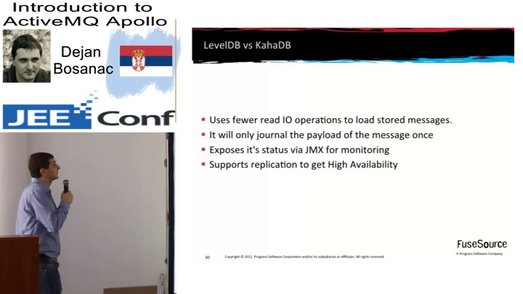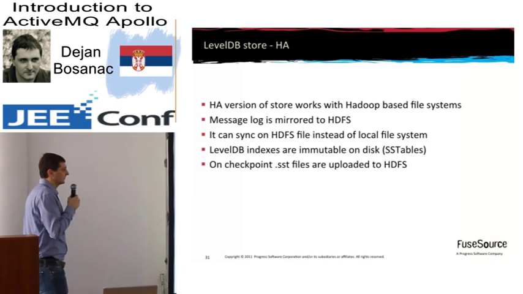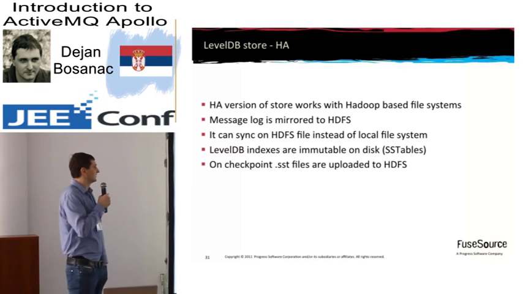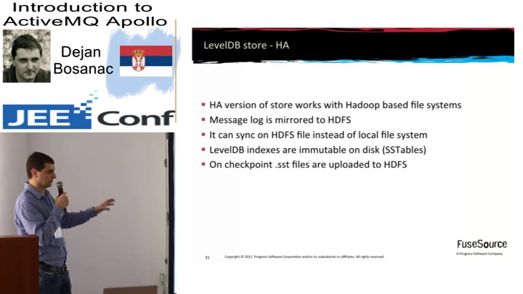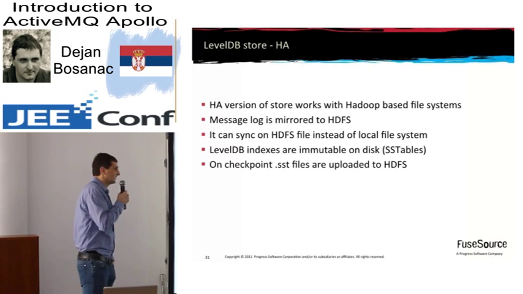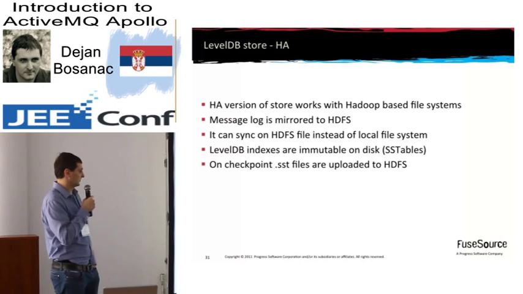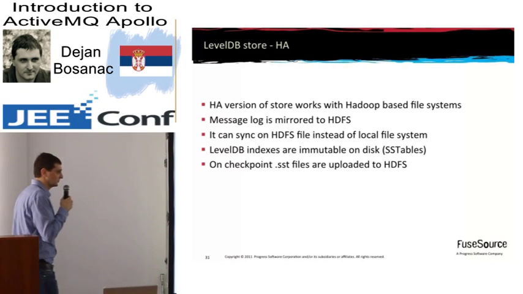So how does the LevelDB HA version work? Basically, it will work with any Hadoop-based file system. The message log is always mirrored to HDFS, so when you write, we sync on an HDFS file instead of the local file. That's the journal used to write the actual message. The good thing about LevelDB is that once the index is on the disk, it's immutable, so it's very easy to just copy those SST files on checkpoints to HDFS.